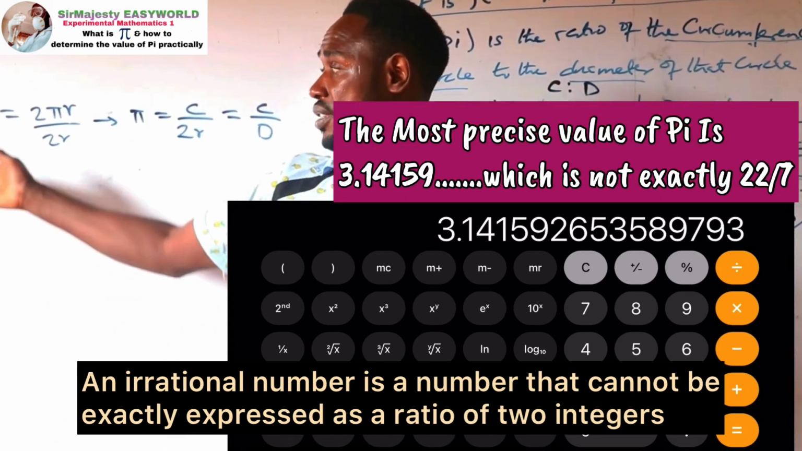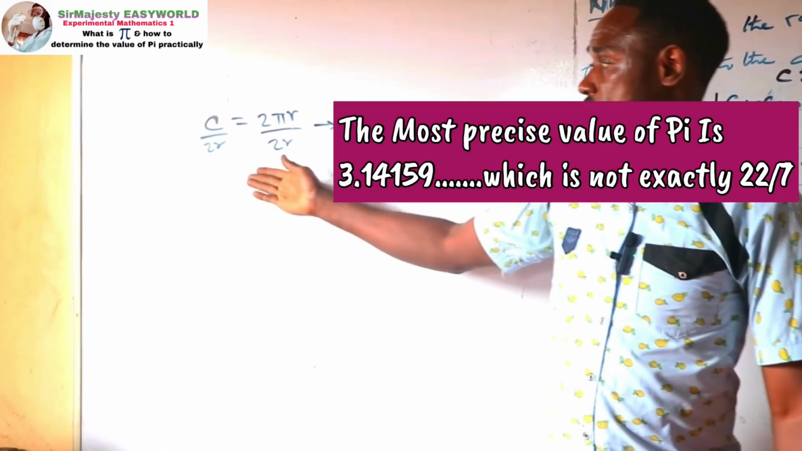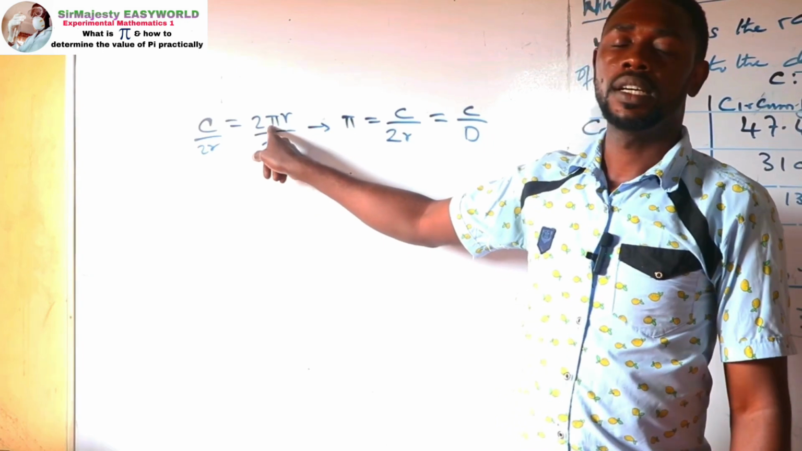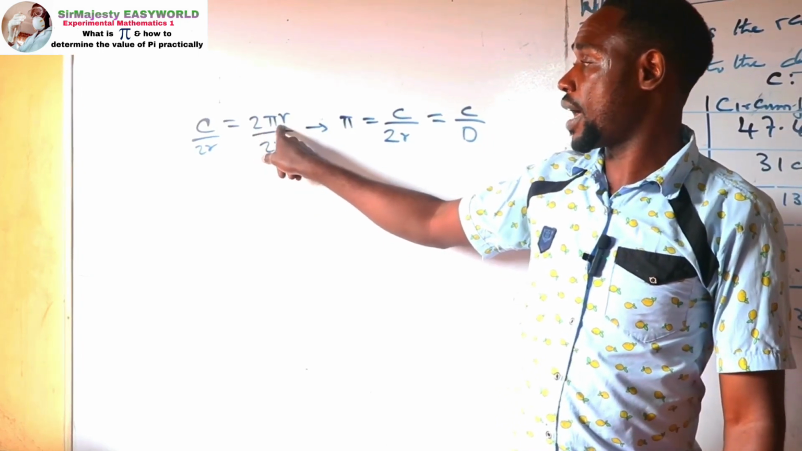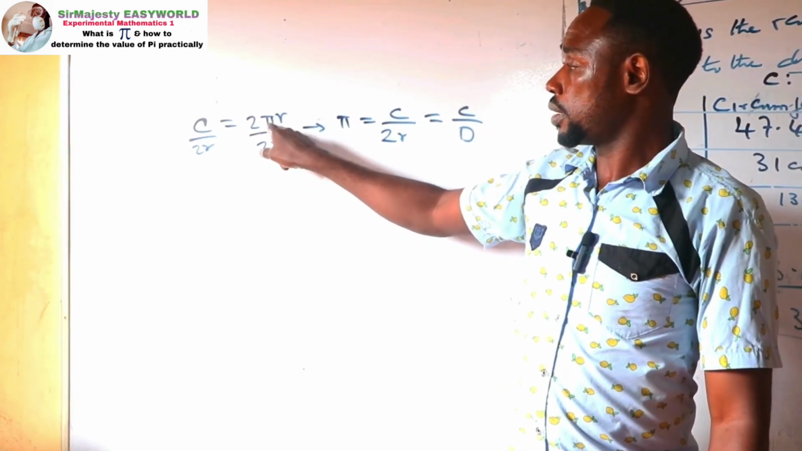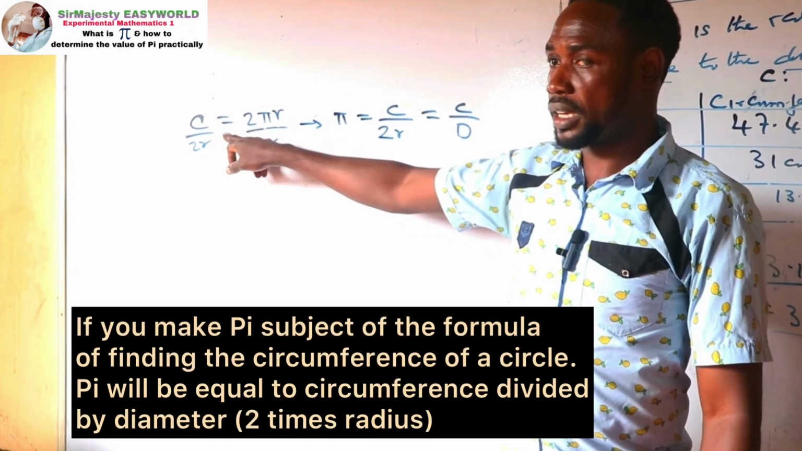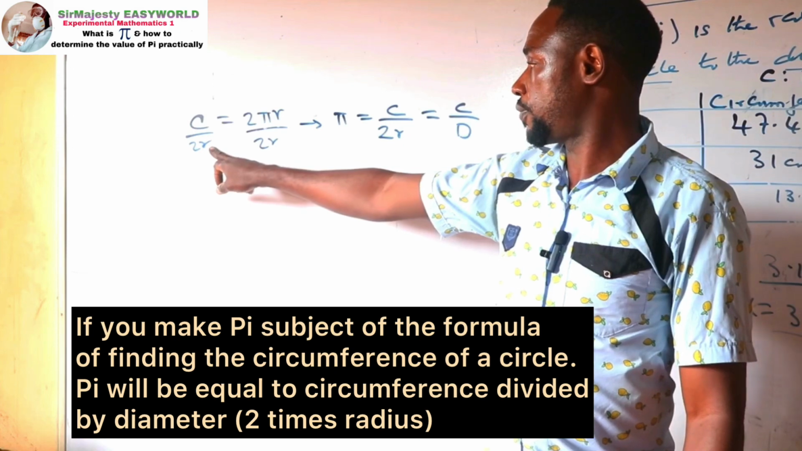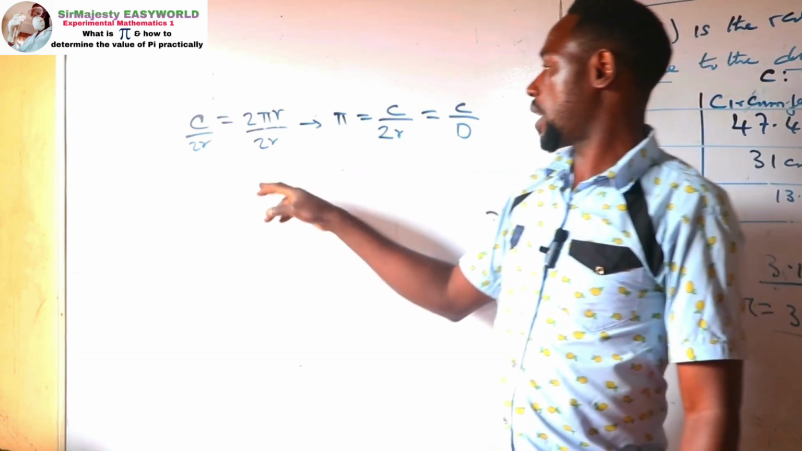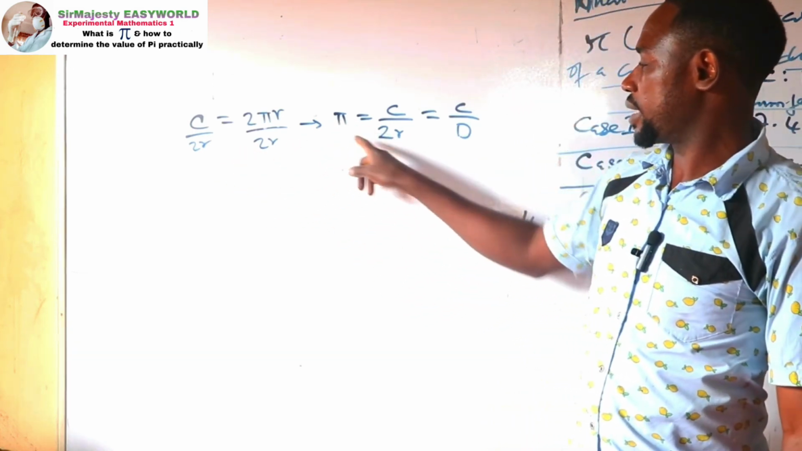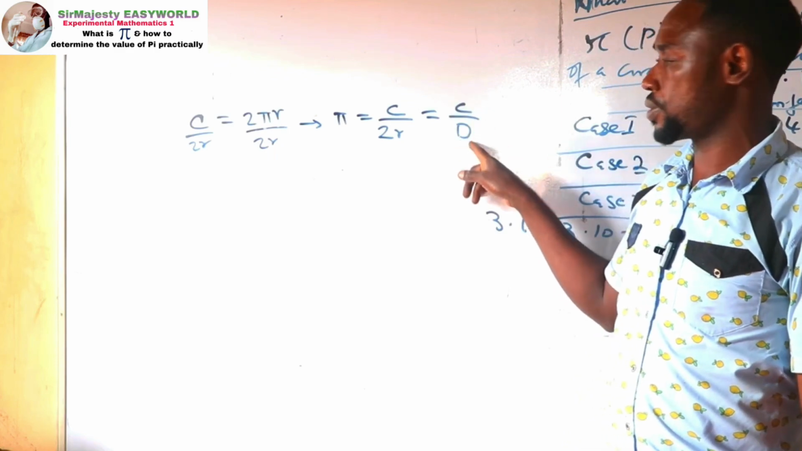So, if you look at this relation here, the circumference of a circle is 2 pi times radius. In that case, if you make pi the subject of the formula, at the end you cancel out, and you now see that pi is gotten by circumference over diameter.